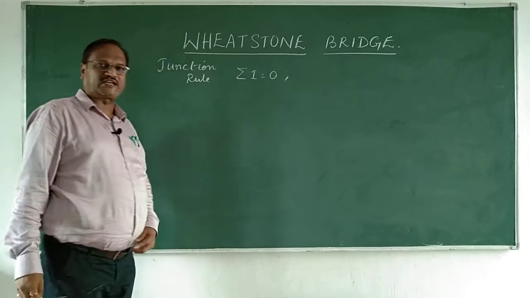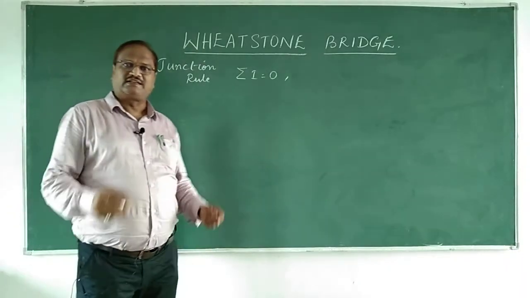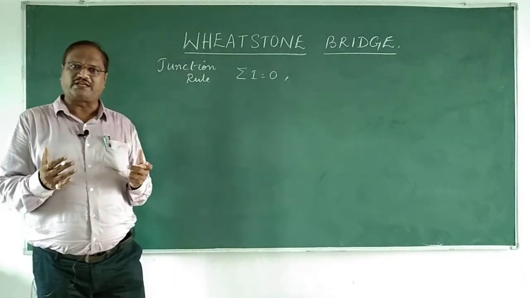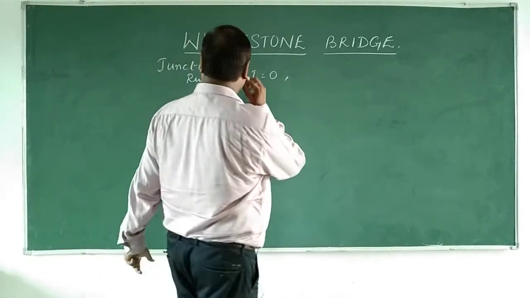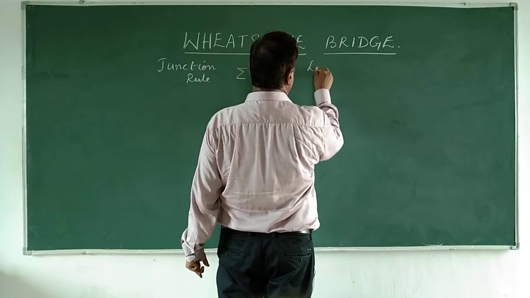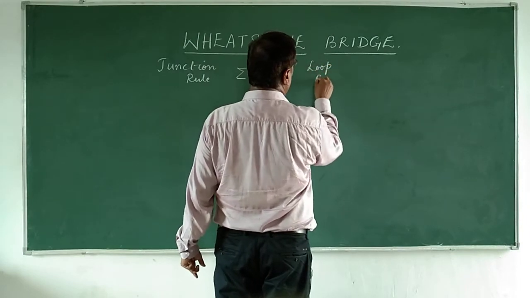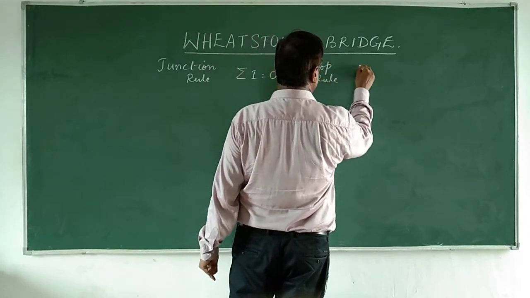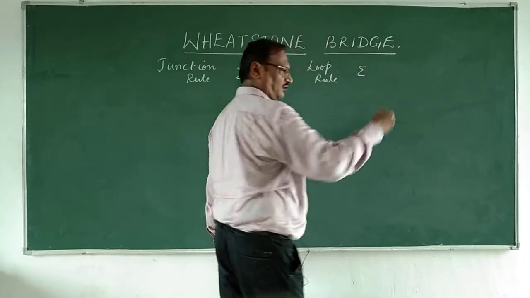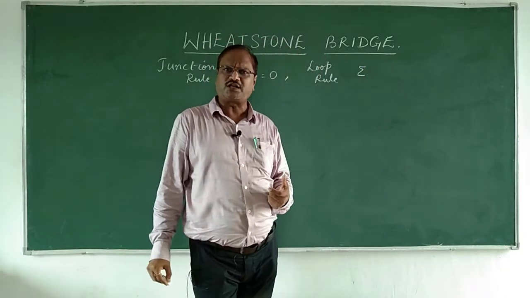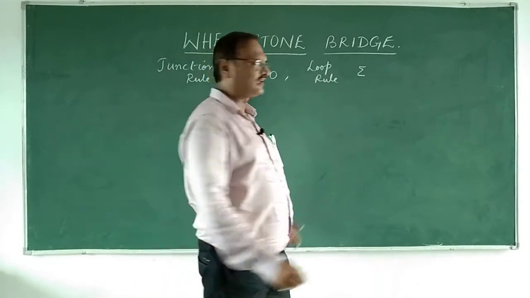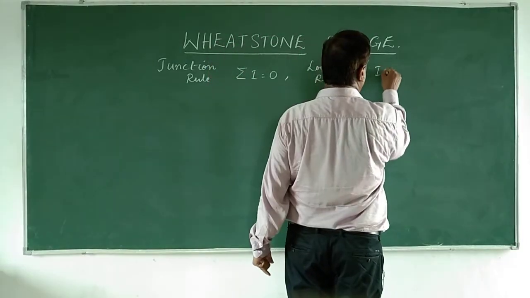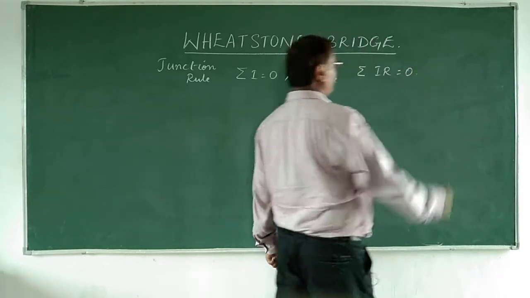And Kirchhoff's second law says that the changes in potential in a loop is 0. That is called the loop rule. What do you mean by changes in potential? According to Ohm's law, V is equal to I into R. So sigma I into R is equal to 0.